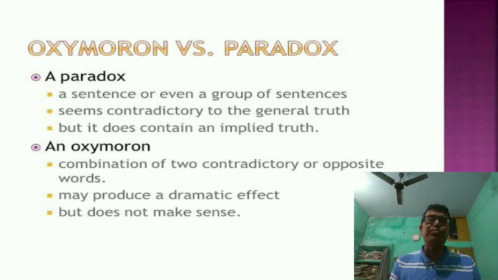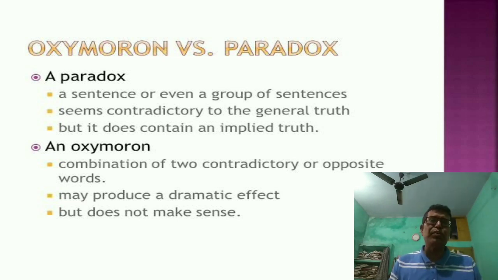A paradox is a statement that is outwardly contradictory, but it implies a truth or sense. It seems contradictory, but it does contain an implied truth. In the case of an oxymoron, it is a combination of two words set together. But in a paradox, the combination of words is a sentence. In most cases, the opposing ideas or phrases in the sentence never come together just like this.